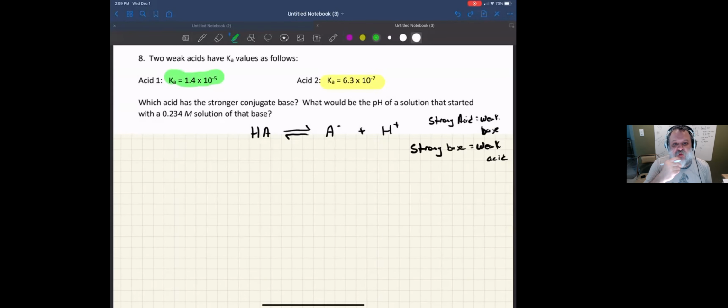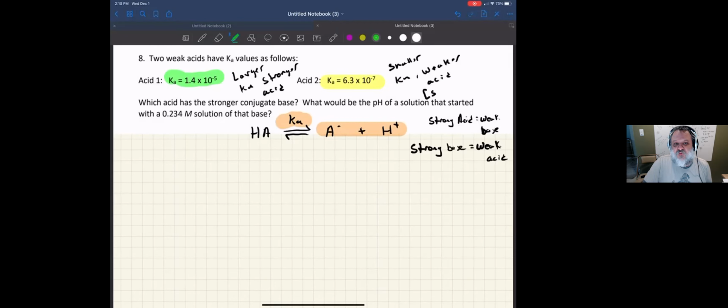So what do we get? We get that the larger Ka is the stronger acid, thus the weaker base, and the smaller Ka is the weaker acid, thus the stronger base. And so the smaller the Ka value, the stronger the base. And so we look and we see large Ka here, strong acid. We see small Ka here, weaker acid. And so we know that acid 2 must be the stronger base.